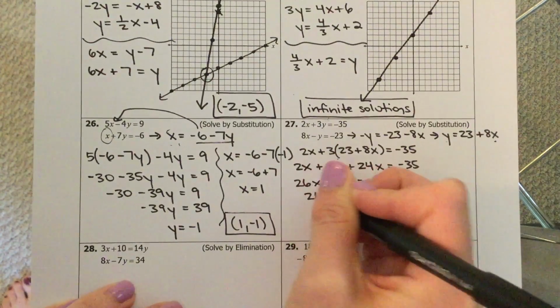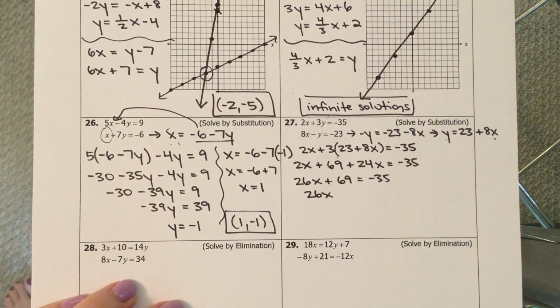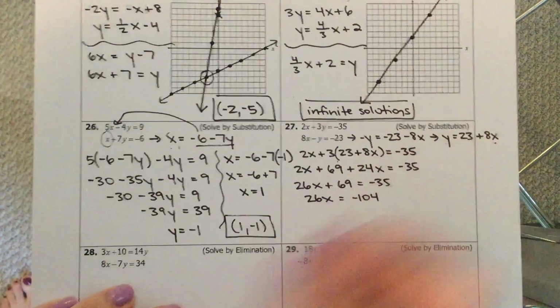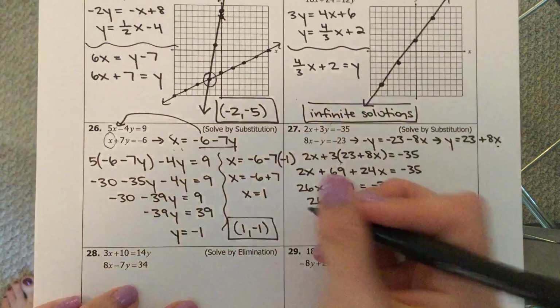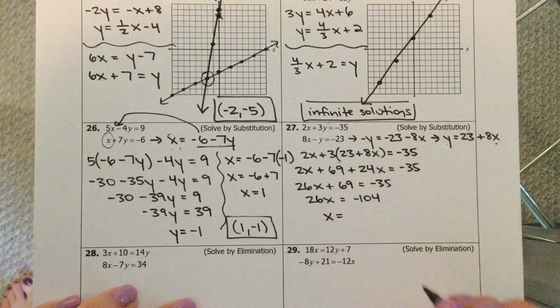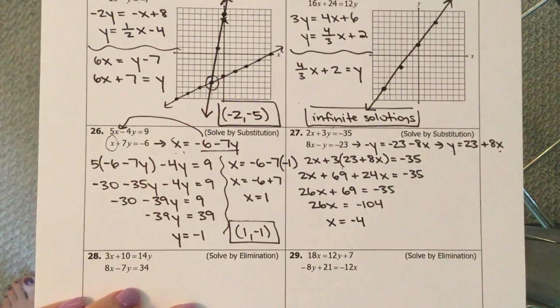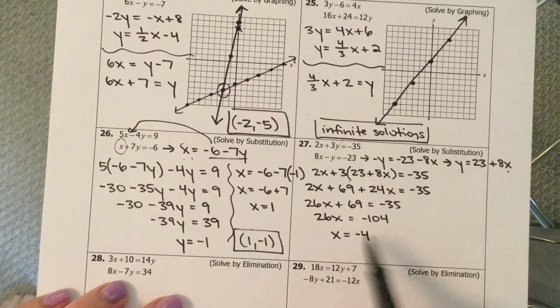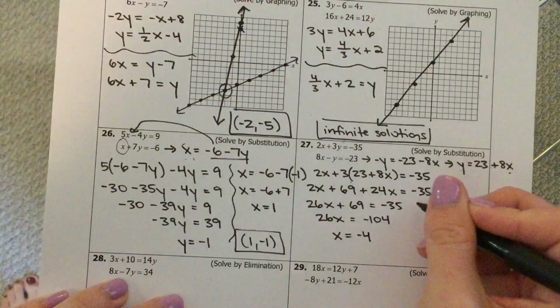And then 26x, we can subtract the 69 from both sides. So negative 35 minus 69 is negative 104. And then finish it off by dividing both sides of the equation by 26. Okay, so negative 104 divided by 26, something you might want to use a calculator for, but you end up with a negative 4.